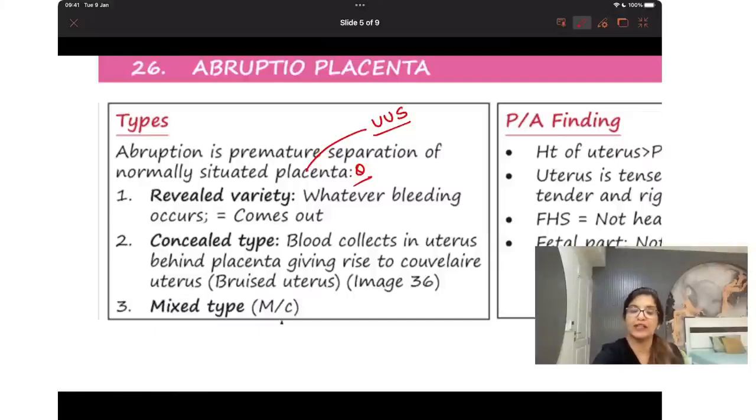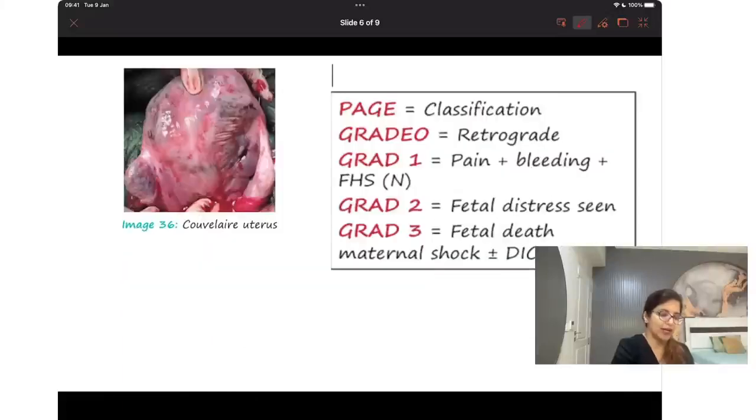And when blood collects inside the uterus behind the placenta, it seems as if the entire uterus has got bruises. And such a uterus is called a couvelaire uterus. So what is a couvelaire uterus? Couvelaire uterus means that in the concealed variety, blood has collected inside the uterus, and once it collects, it enters into the myometrium, and the whole uterus looks as if there are a lot of bruises on it. That is what is called a couvelaire uterus.